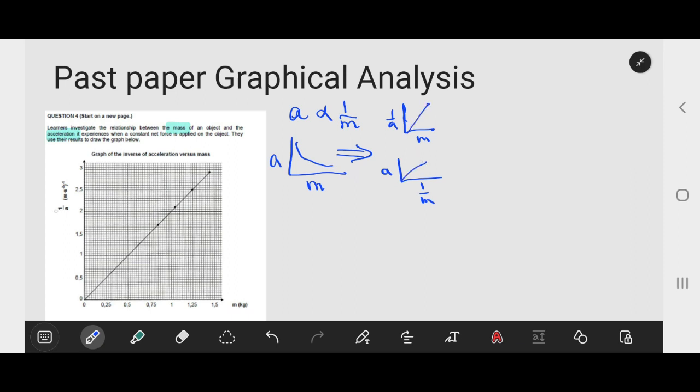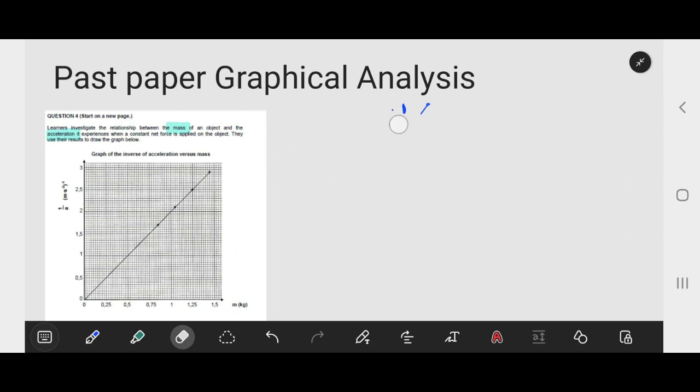So in this case, we have 1 over acceleration versus the mass of the object in kg. So in this case, the acceleration was an inverse. That is why we obtained a straight line from this graph. So we can perform our graphical analysis using the steps that we have learned in the previous videos. From this graph, we can see that whatever is not appearing on this sketch can be calculated using the gradient.